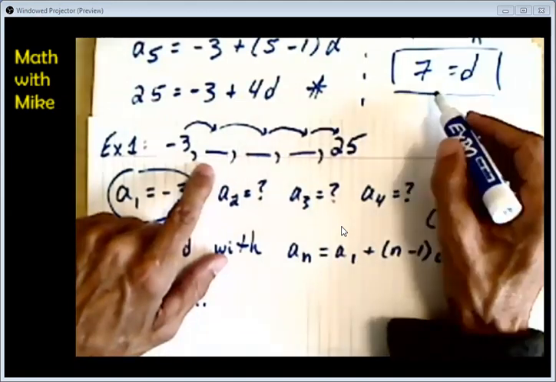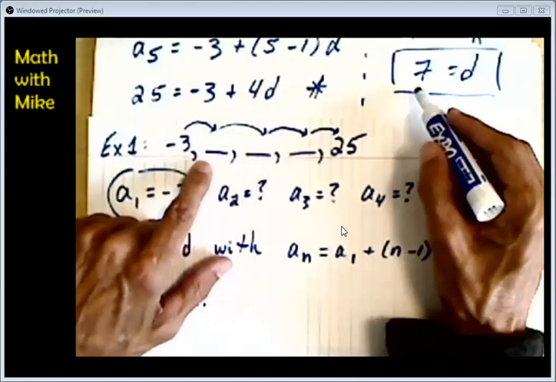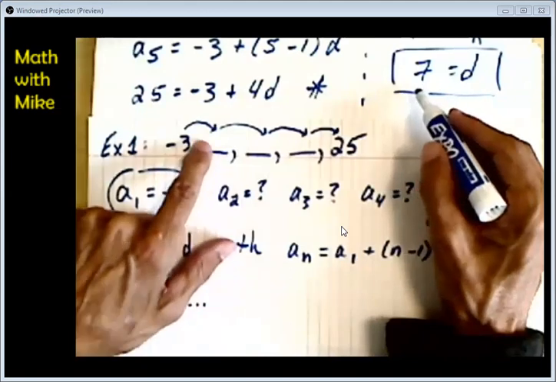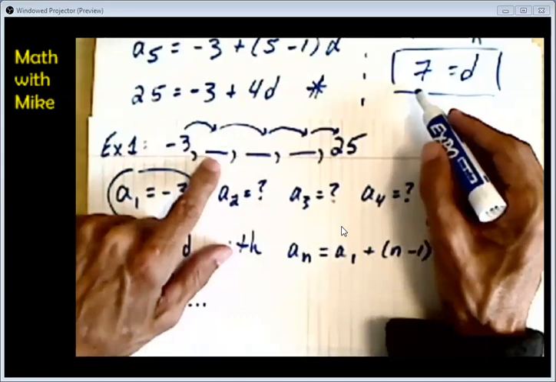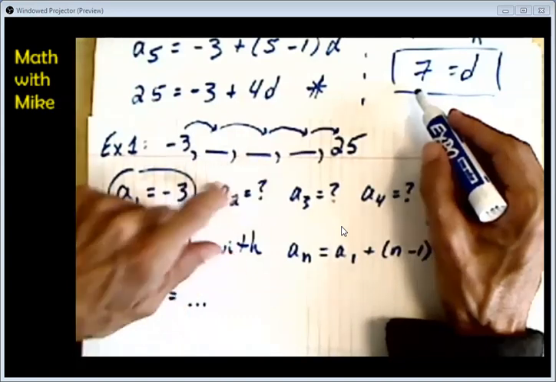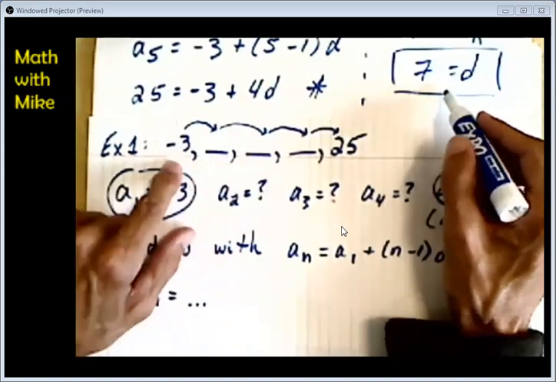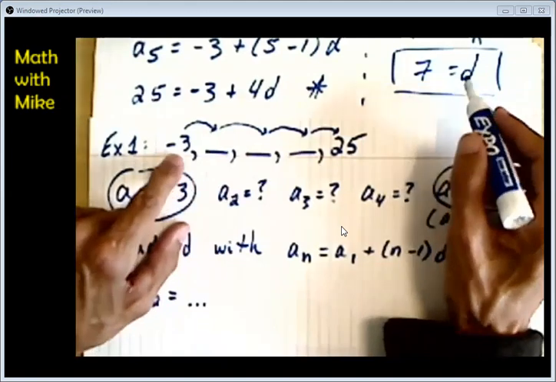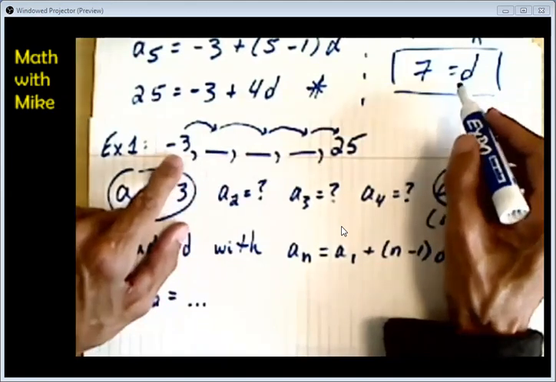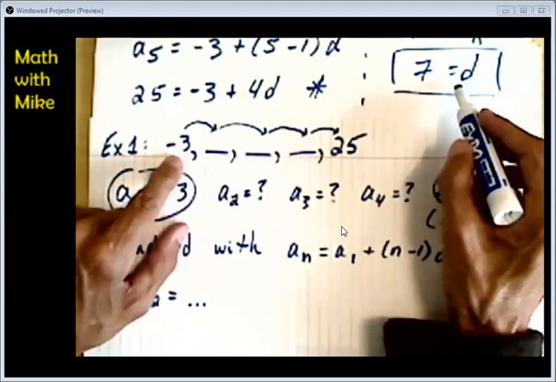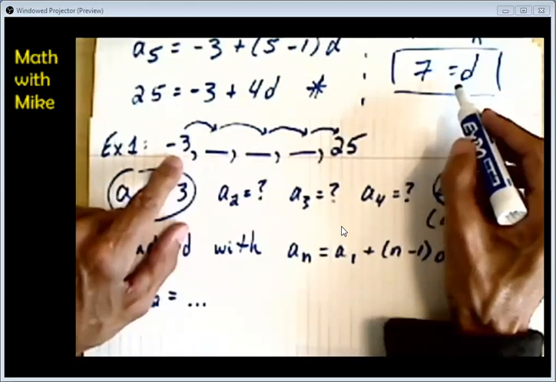Exactly. You add D each time, and then you can get the one term, then bounce to the next one, bounce to the next one. It's true. So -3 plus 7, what does that give? Yeah, it gives you 4.